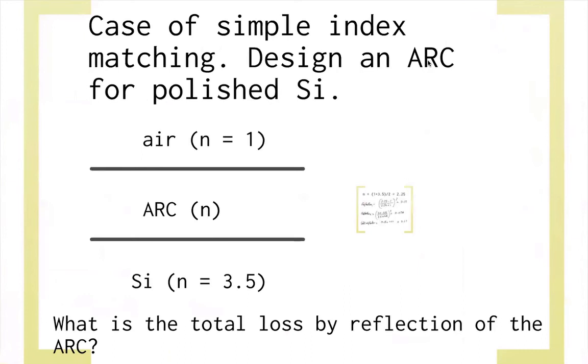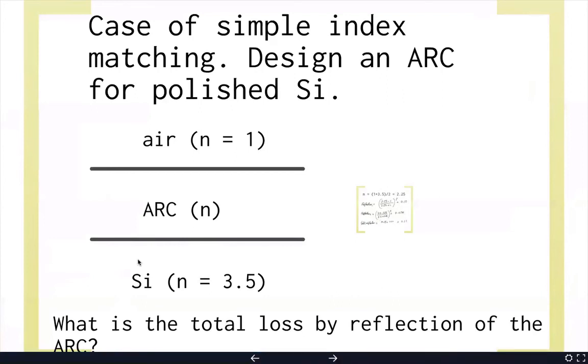We can also think, of course, that's not optimal, right? We can also think of designing an optimal system. What if you want to do a simple index matching with an ARC on top of polished silicon? Let's say we don't want to texturize. So here we have silicon, n 3.5, an ARC of refractive index n, air is one. What is the total loss by reflection in the presence of an optimal ARC?